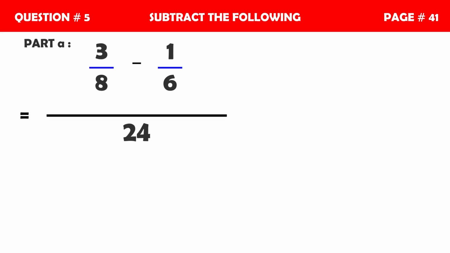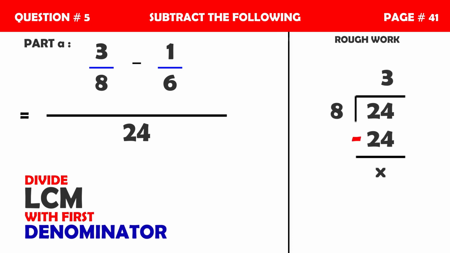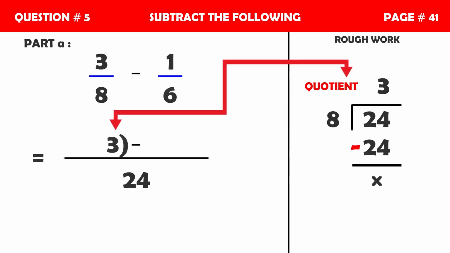Step number 2 is converting the numerators by multiplying. In this step, we need to find out what number multiplied by the first denominator gives the LCM. For this, we can divide the LCM by the first denominator in the rough work. You can see, students, that dividing 24 by 8 gives quotient 3. Pick the quotient 3 and multiply it with the first numerator, that is 3.